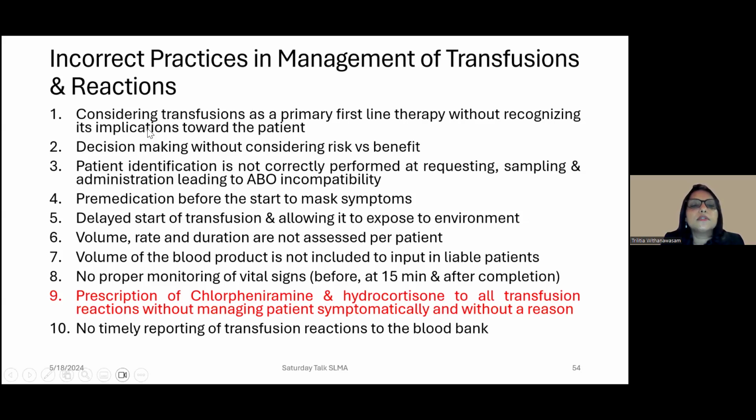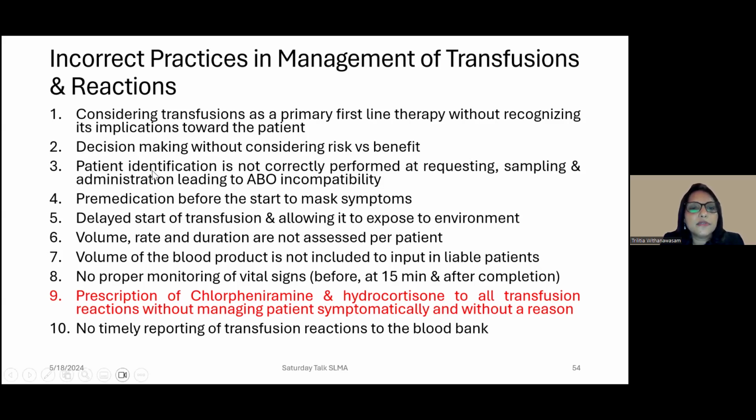Some clinicians consider transfusion a primary first line therapy without recognizing its complications and implications toward the patient, and make decisions without considering risk versus benefit. This should be a customized, individualized decision. Only if the patient gets the benefit should we go for this kind of therapy, because this is nothing curable. This is supportive. That doesn't mean that for needy patients who are heading into a life-threatening situation like bleeding, we stop transfusion. But for most transfusion recipients, we can evaluate and check for alternatives as well.